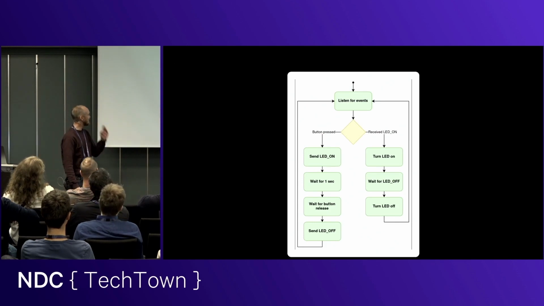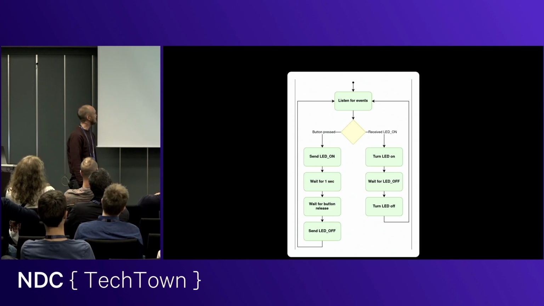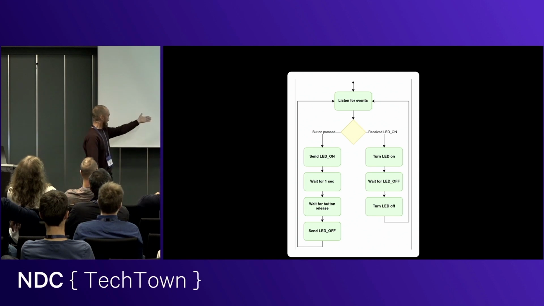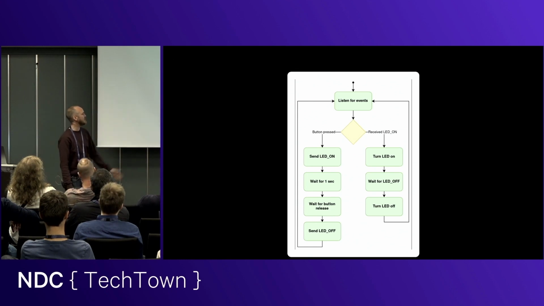I made this little diagram just to show the application. It's pretty simple. We listen for events. There are two events. On a button push, we send an LED on command, wait for one second, just so that the blink is long enough that you can see it, wait for button release, then send LED off. If we receive the LED on command, we turn it on, wait for the off command, and turn it off. Should be easy enough. So let's dive into it.